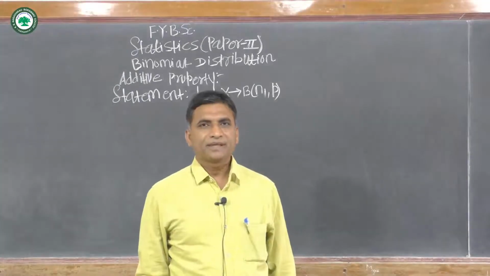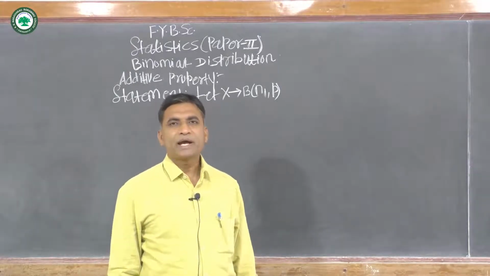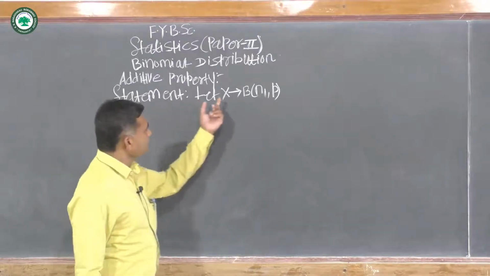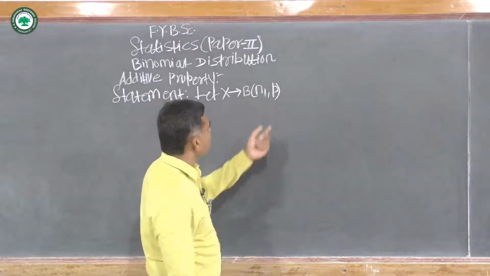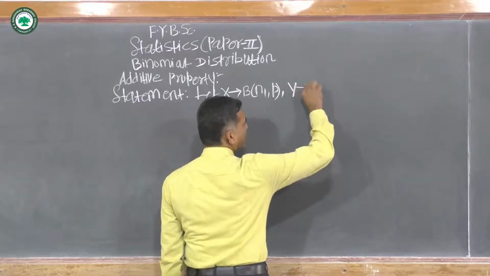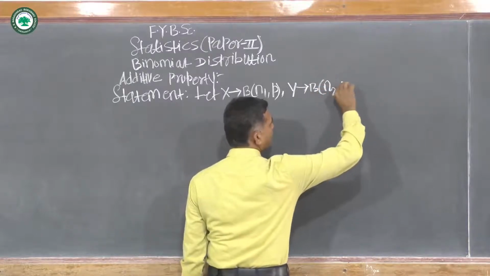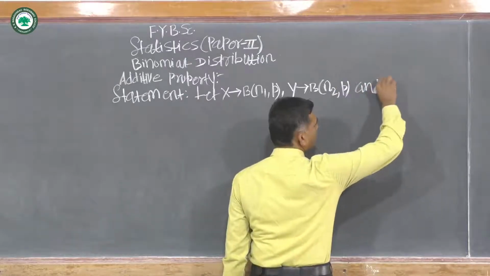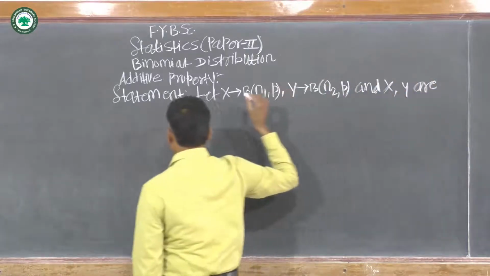Hello student. In this video lecture, I am going to derive the additive property of binomial distribution. The statement of the property is: let X follow binomial distribution with parameters n1 and p, Y follow binomial distribution with parameters n2 and p, and X, Y are independent.